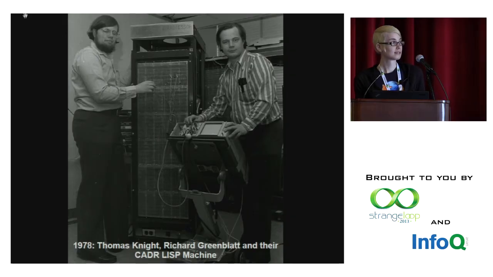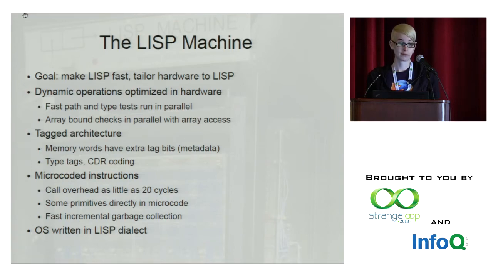And at the same time as this Smalltalk research was going on, Thomas Knight and Richard Greenblatt at MIT were working on the Lisp machine. And one of the Lisp machine's major goals was to make Lisp fast. So they wanted to tailor the hardware to the execution of Lisp. And they did this by having a tagged architecture where each word of memory had extra tag bits of metadata for type tags and also for CDR coding, for compressing list representations. And the CPU was directly aware of those type tags. So they had specialized instructions where the fast path and the type test could be executed simultaneously.